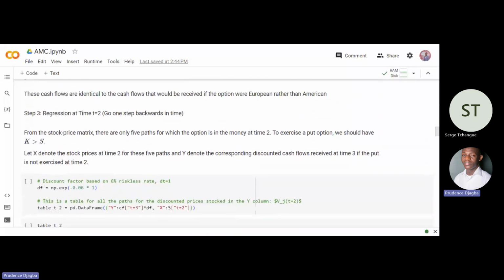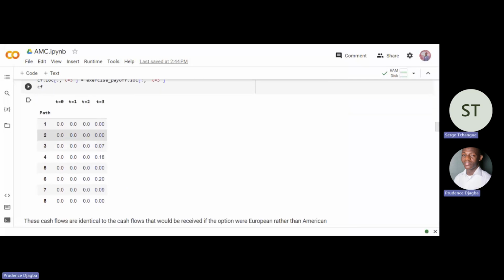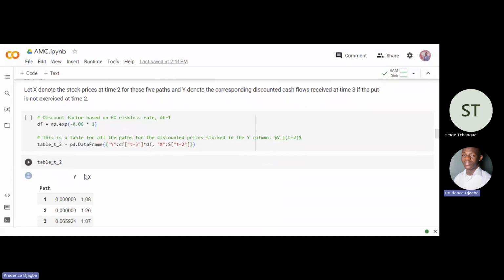According to what they explained, we need to first find the expectation by using linear regression of degree 2. Since I got the cash flow matrices to 1, I first fix x to be the stock price at time t equal to 2, and y to be the discounted corresponding cash flow at time t equal to 3, and that's what I have there.